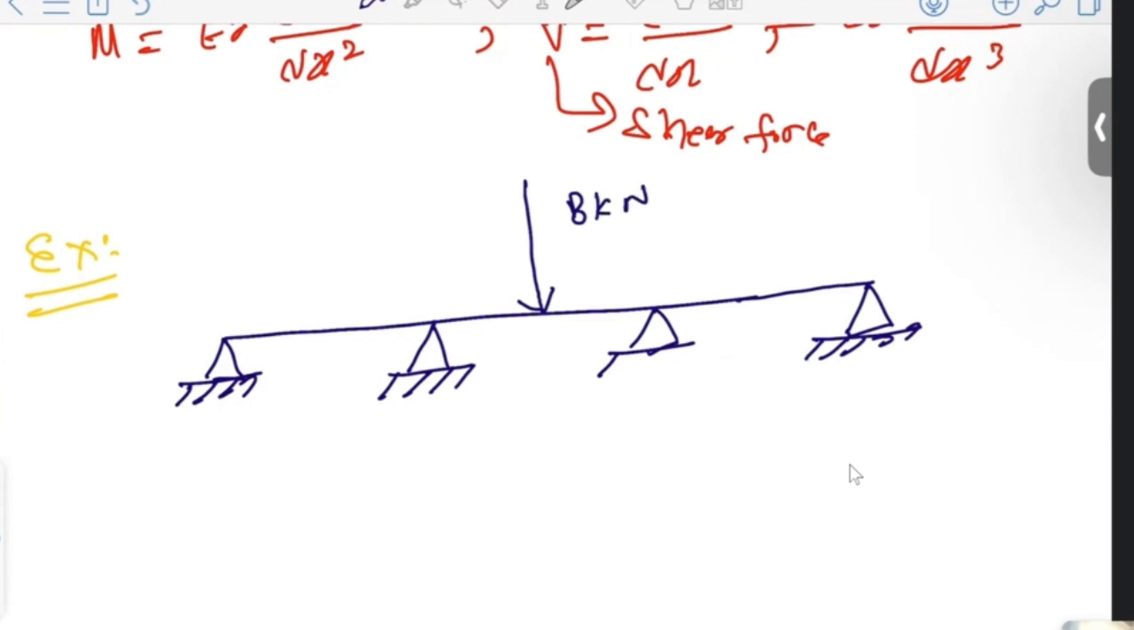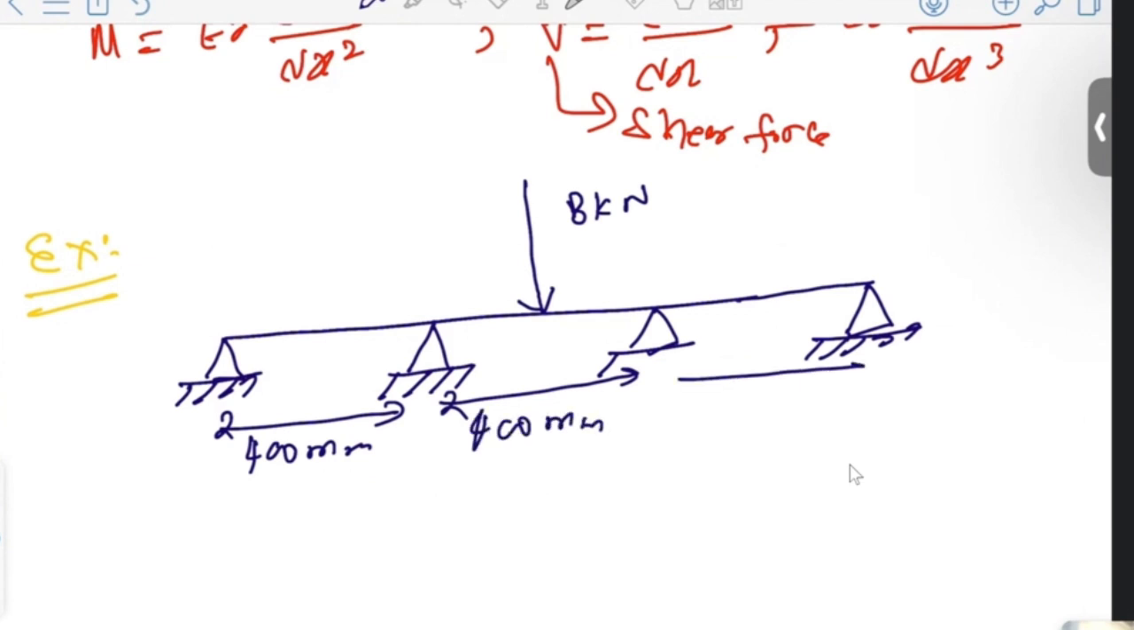What are the dimensions? This is 400 mm. This is also 400 mm. This is 400 mm. So all elements have the same dimension. So how many nodes are we having? Nodes 1, 3, 4.